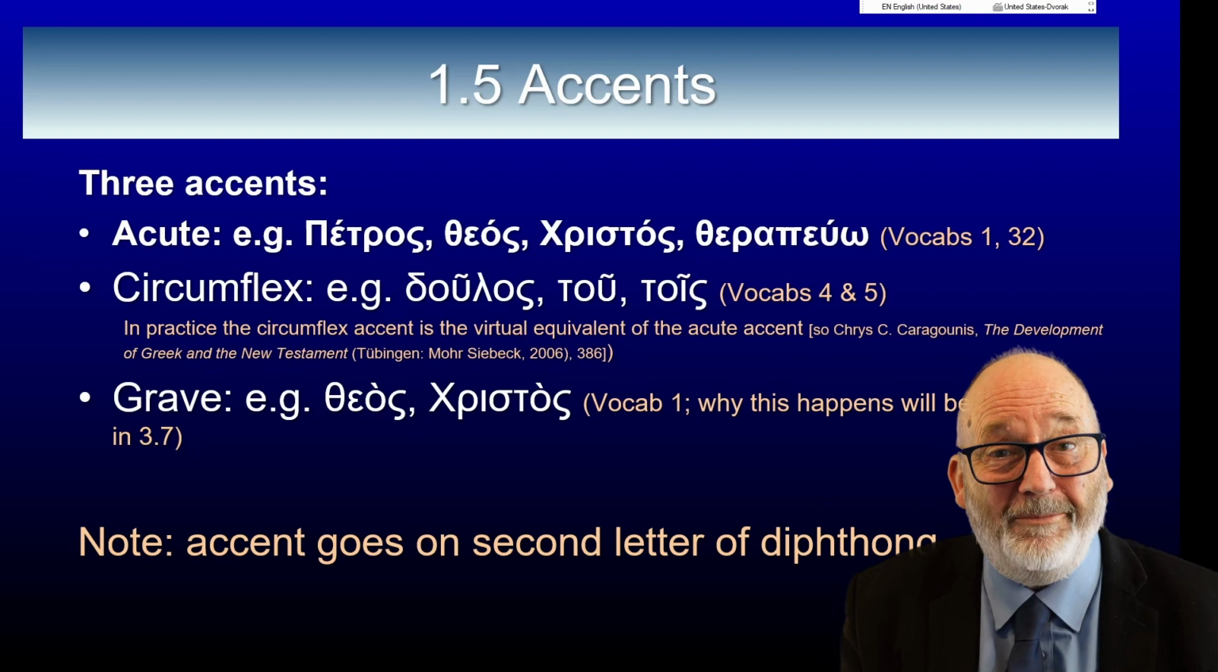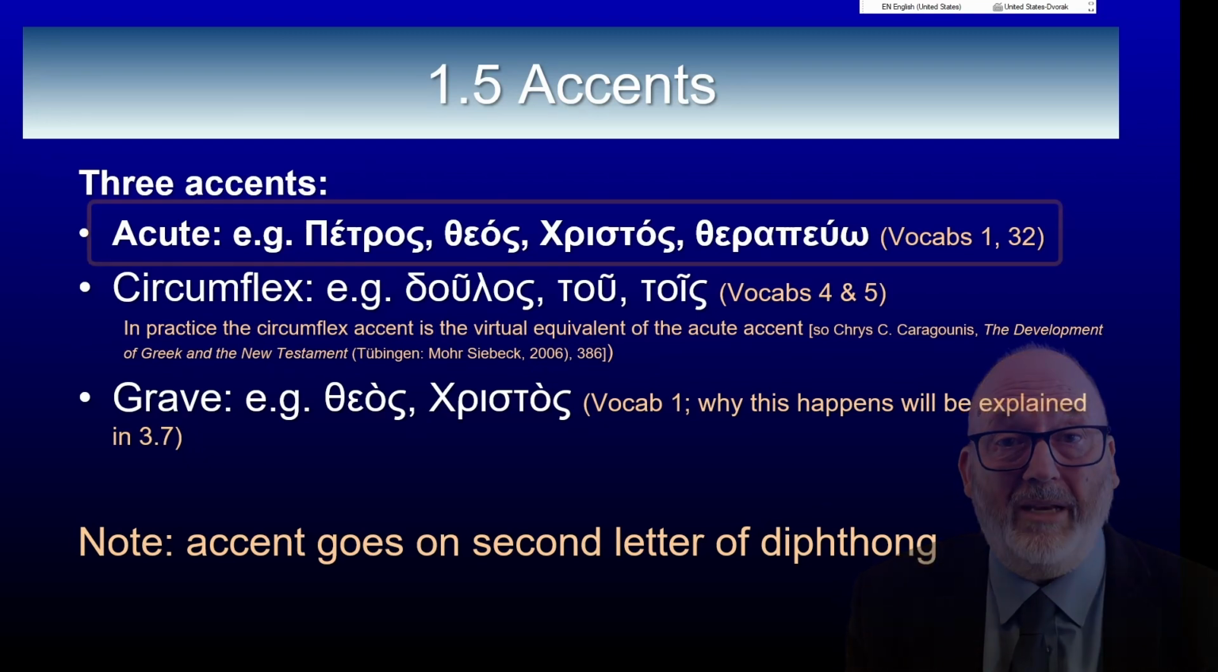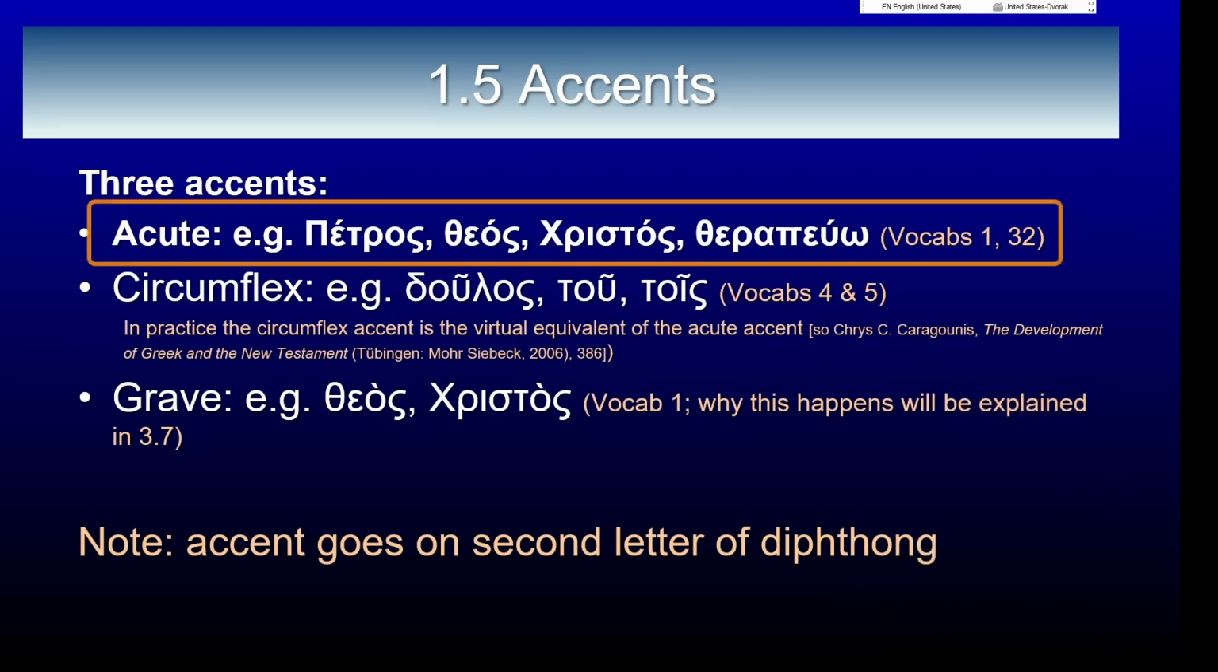Now, I have some examples of the different kinds of accents here from words that are found in early vocabularies in many Greek textbooks. Take, for example, the acute accents found on Petros. You will see the accent is on the epsilon, and we accent it, we stress that syllable, Petros. Theos, Christos. Christos means Christ, Petros means Peter. Therapeuo. Well, there we have an accent on the second vowel of a diphthong.